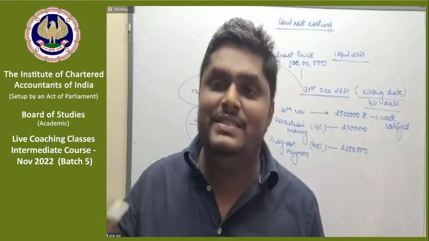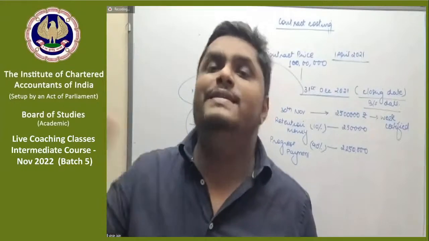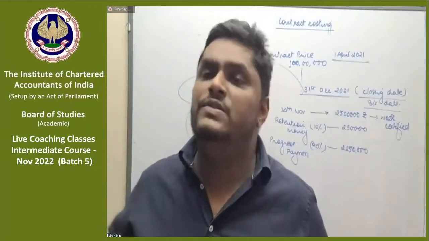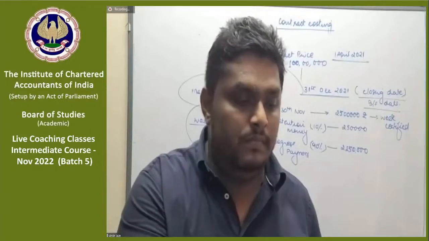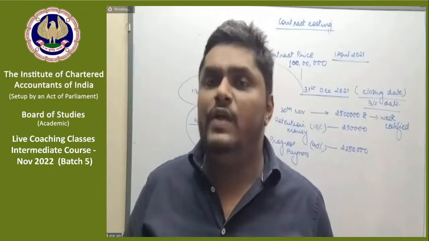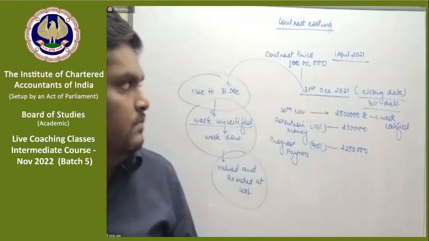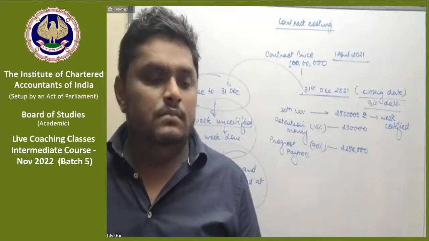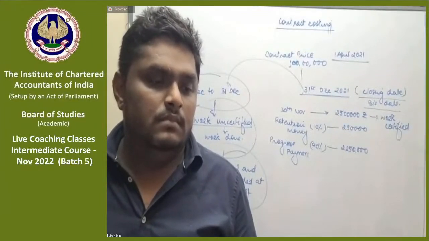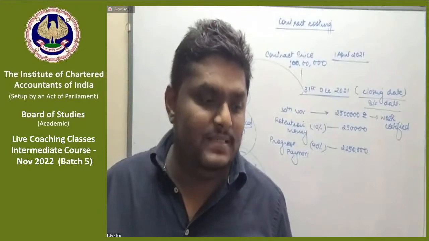I repeat again, guys, this chapter is from the contractor's perspective, not the contractee's. The contractee is simply releasing his payment. So he will be preparing the cash account or bank account to record the payment that has been made to the contractor. All these accounts will be from the perspective of the contractor, not the contractee. If you have any queries in work certified, work uncertified, please ask me.